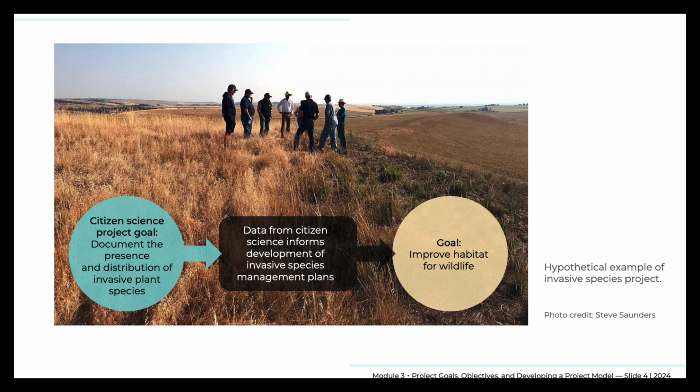For example, a national wildlife refuge might have a goal of improving habitat for wildlife. While a good goal for the refuge, it's too broad for a citizen science project. But if the refuge is suffering from an influx of invasive species that are impairing wildlife habitat, then a possible goal for a citizen science effort could be to document the presence and distribution of invasive plant species. Such information could be used to develop an invasive species management plan.